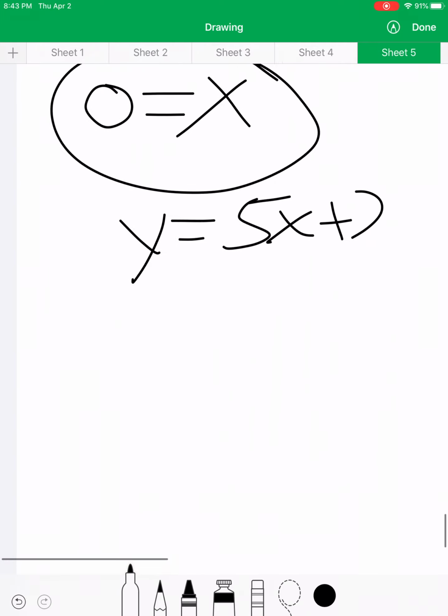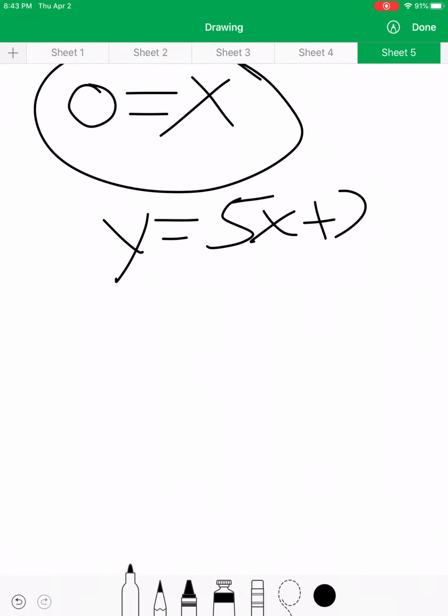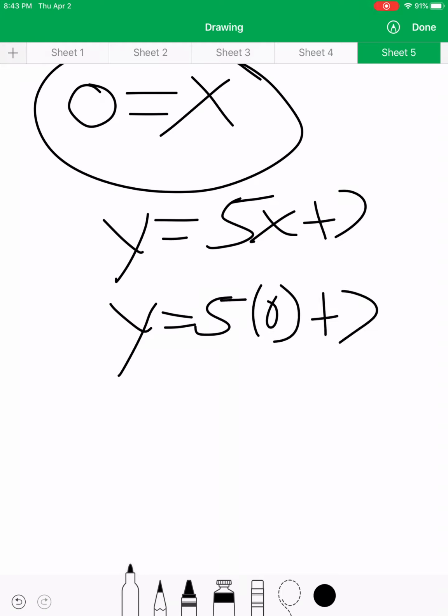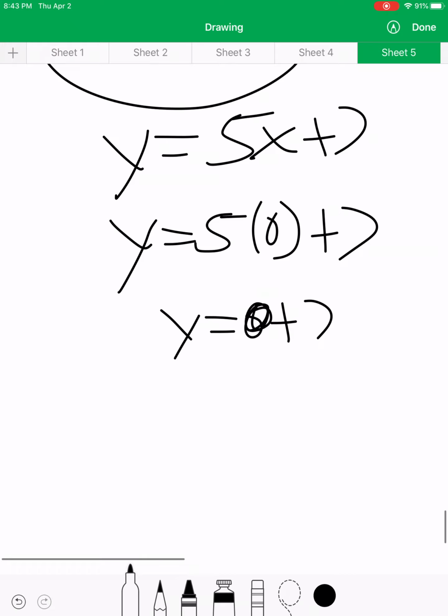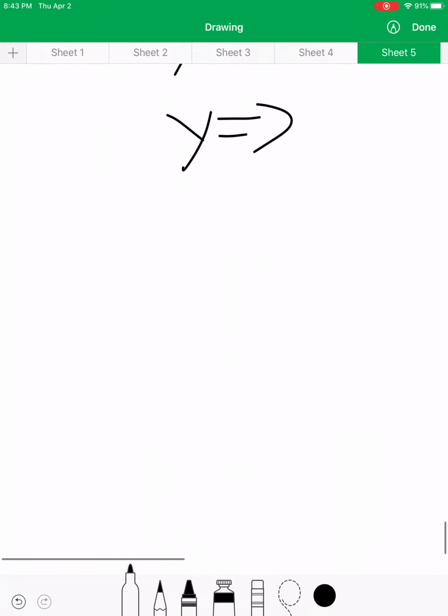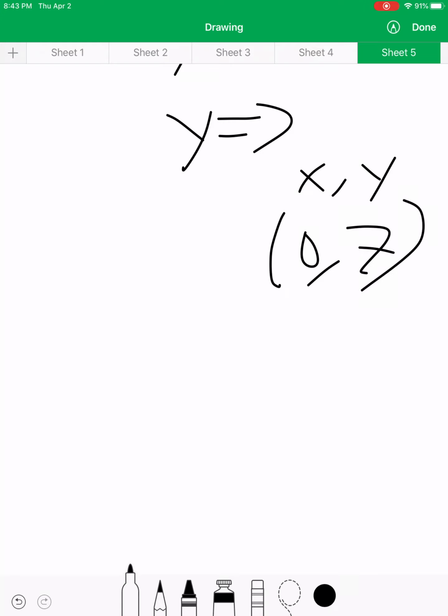When I substitute the solution of 0 in for x, I get y equals 5 times 0 plus 7. 5 times 0 is 0, so y equals 0 plus 7. Therefore, y equals 7. Your answer is always in an x, y ordered pair. So my answer for x was 0 and for y was 7. So 0, 7 for your final solution, number 12.